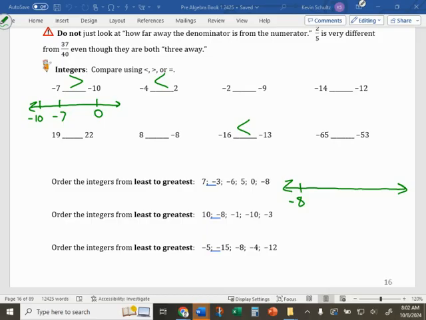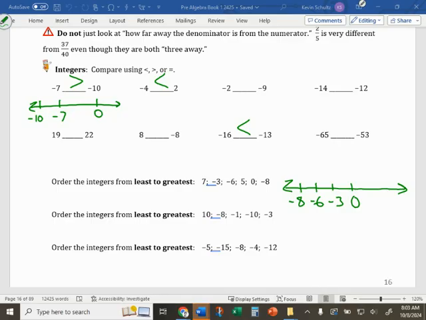After -8, which one is the next value? Liv? -6. -6, good. Okay, estimate that to be right about there, and then what? Madison? -3. -3. Okay, and then we have that 0 there. We know that's neutral, okay?